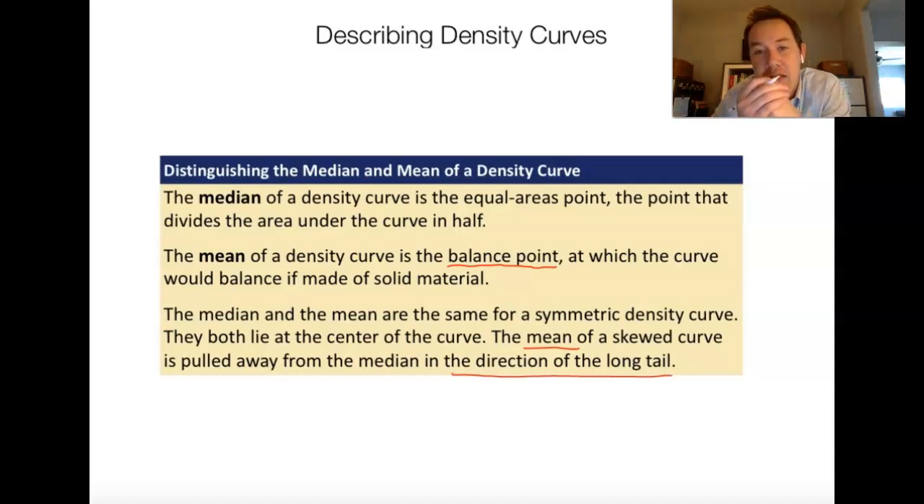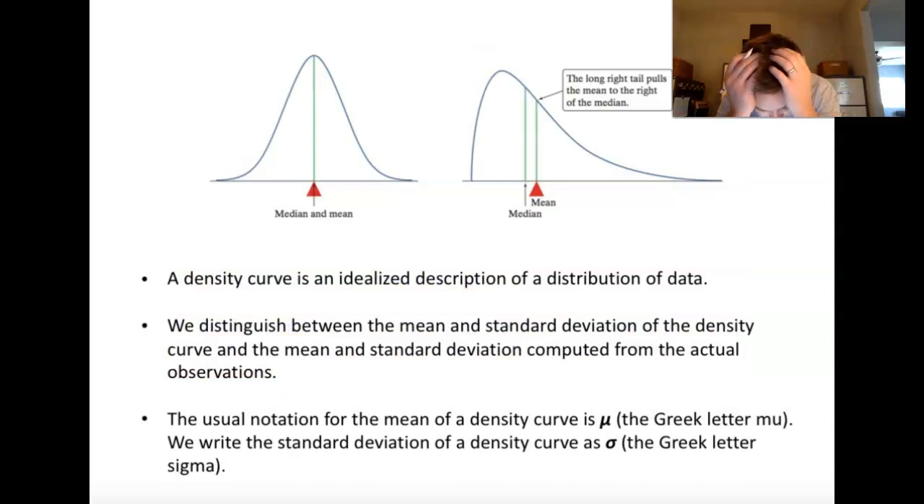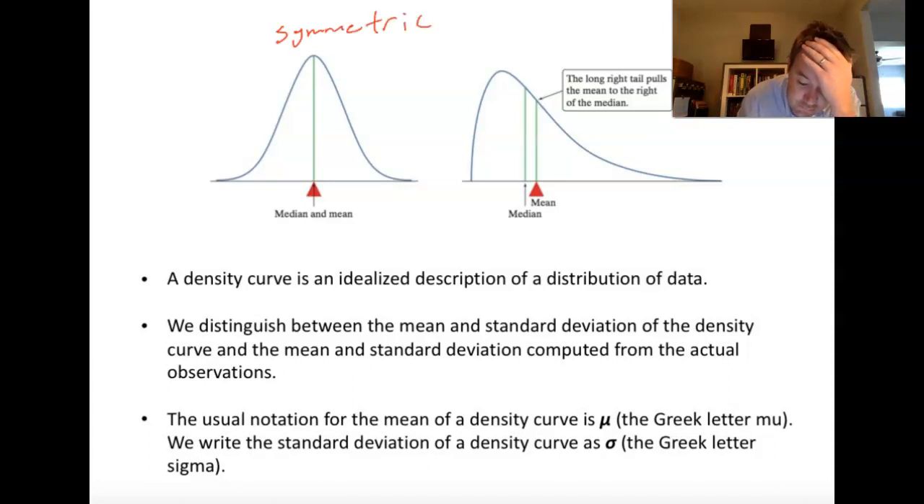Okay, and we already kind of had an idea about this. The mean is not a resistant measure. It gets pulled towards that skew. All right, so here's an example where the red triangle is centered under the mean. In the symmetric example, the mean and the median are the same, meaning the balance point is the same as the equal areas point. In the skewed distribution, the median remains closer to this peak, and the mean gets pulled in the direction of the skew.